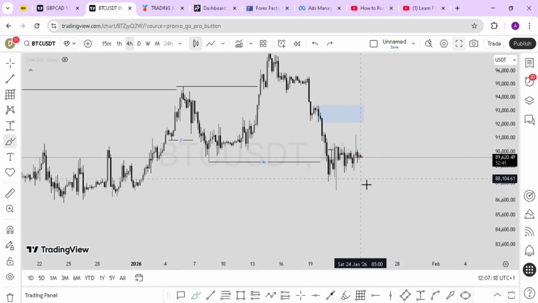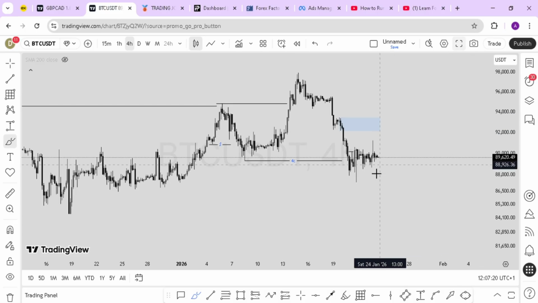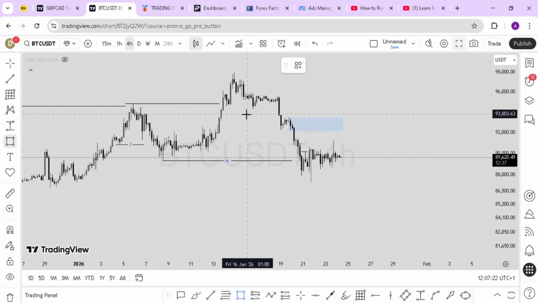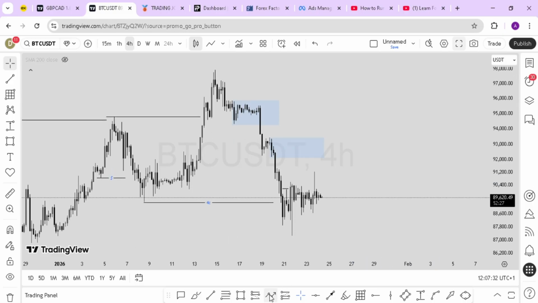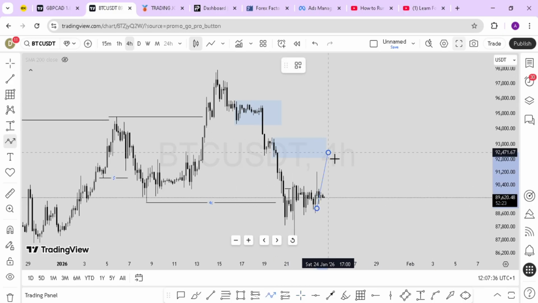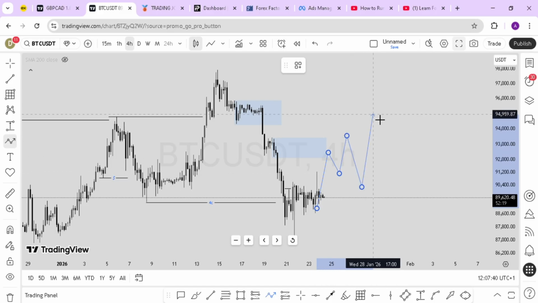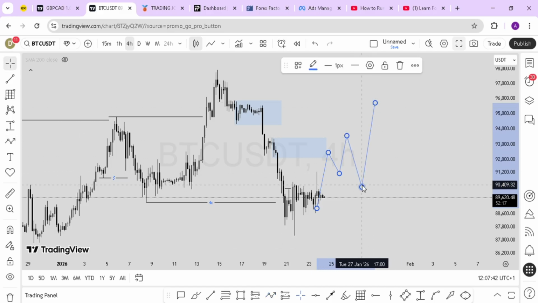So if that one fails, let me check if we have an extreme order block. No, there is no extreme order block. This is the only other block that we had. So if this one fails, this will give me a sign that we are actually going up. Maybe this fails. Then anything like this, I'll buy to this side. So this will be my buy zone. So that's it for BTC USD.